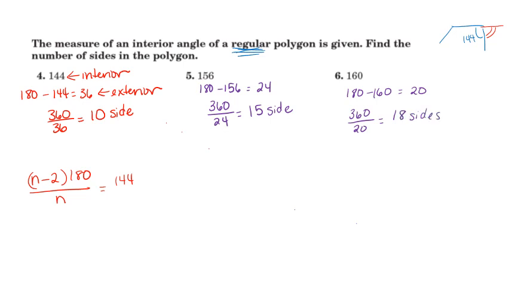So the number of degrees in a polygon on the interior is the number of triangles, or n minus 2, times 180. The exterior angles always add up to 360. Interior and exterior add up to 180. In a regular polygon, all the angles are congruent on the inside, or interior, and on the outside.